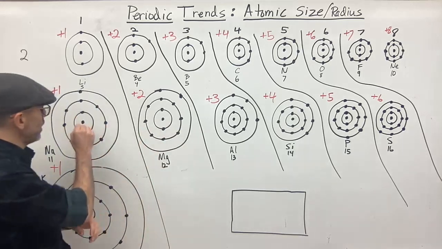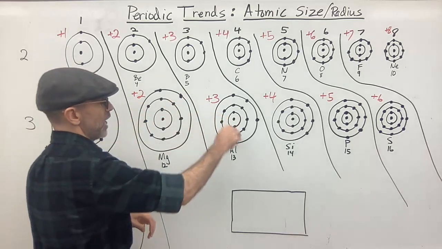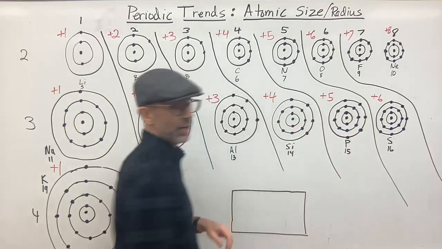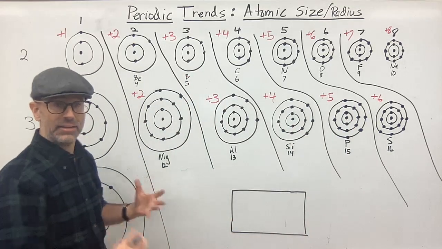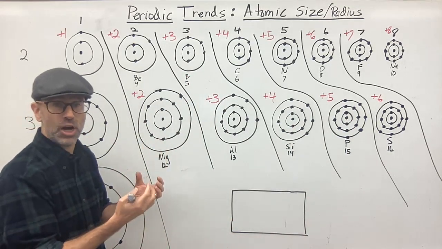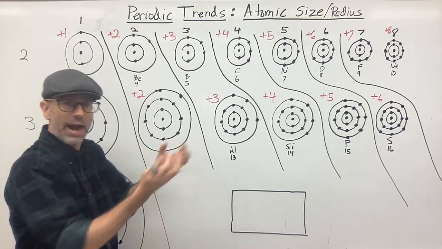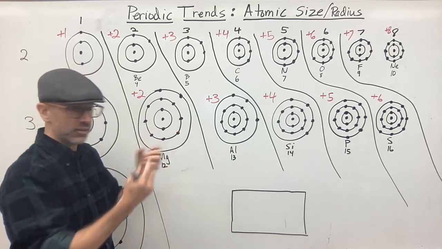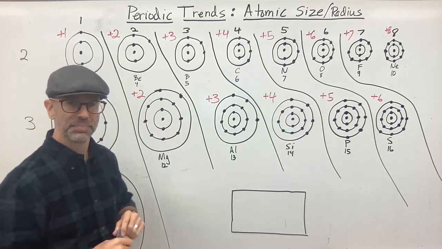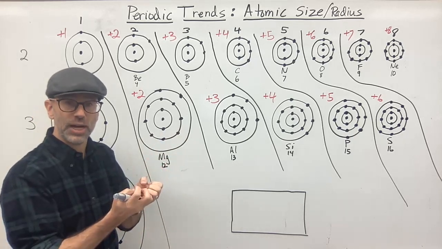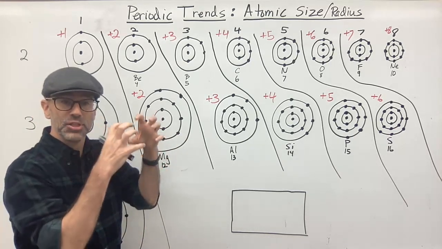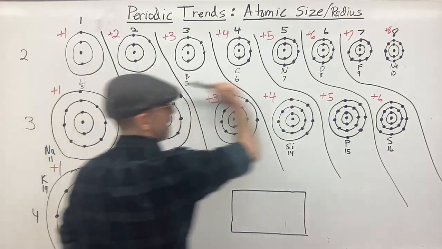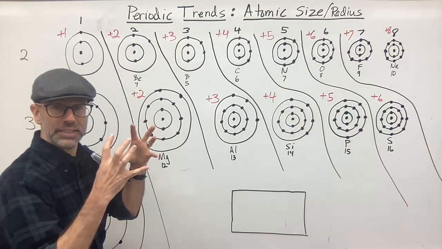So, but we are adding protons each time we go over to the next group. And so that's increasing the effective nuclear charge. And again, you increase the effective nuclear charge, you're increasing the attractive force of the nucleus on the electrons, and so that's going to pull those electrons closer, going to make the atom smaller. And so, again, as we're going across left to right on the periodic table, the atom gets smaller.